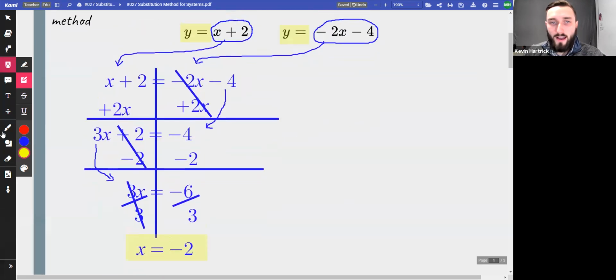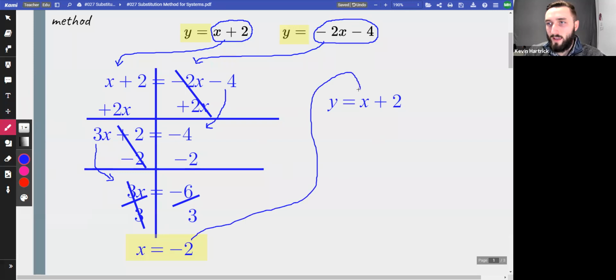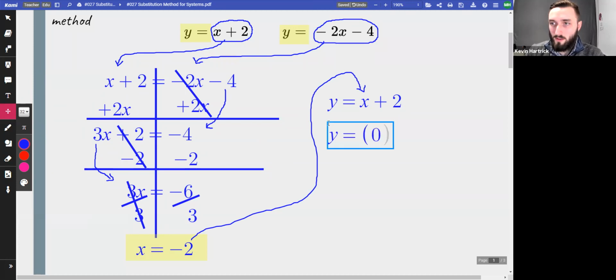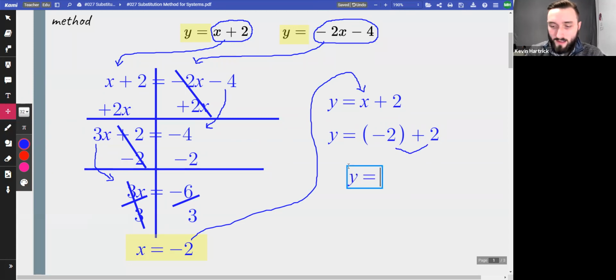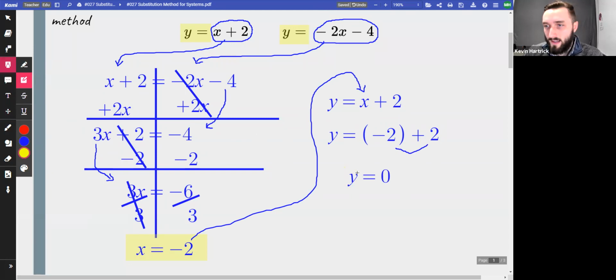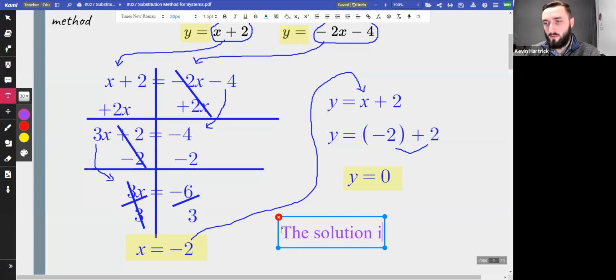Now, in order to find the y, I need to take one of the original equations and rewrite it. I'm going to take the first one because it's the easiest, I think. Then I'm going to take my negative 2 and plug that in where I see x in my equation. So I'm rewriting this. y equals, put my little parentheses pocket here, negative 2 plus 2. Okay, and this is only one operation here, negative 2 plus 2, which actually gives us 0 because they're opposites. So y is equal to 0 in this case. So you should have gotten for your solution the point negative 2 comma 0, right?